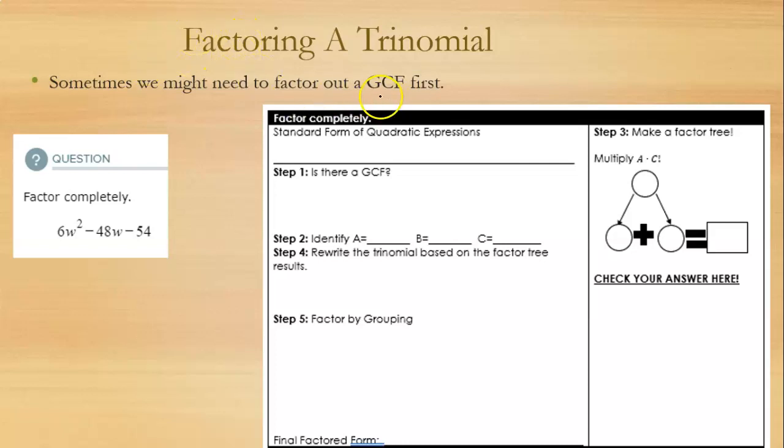Now, sometimes we might need to factor out a GCF first. So for this one, we have 6w squared minus 48w minus 54. That's in standard form. We've got the number with the w squared, the number with the w, and the number by itself. But the question is, is there a GCF? And this time the answer is yes. We have to take that out like it's a common factor, which we did in the last lesson. 6, 48, and 54 all have a GCF of 6.